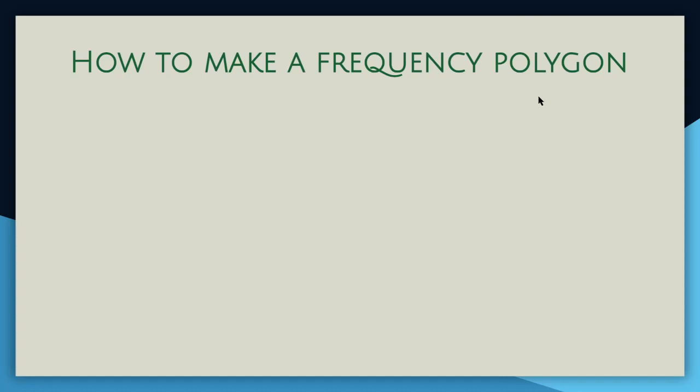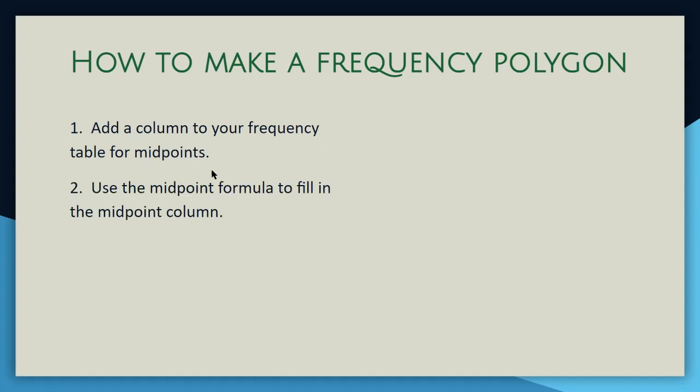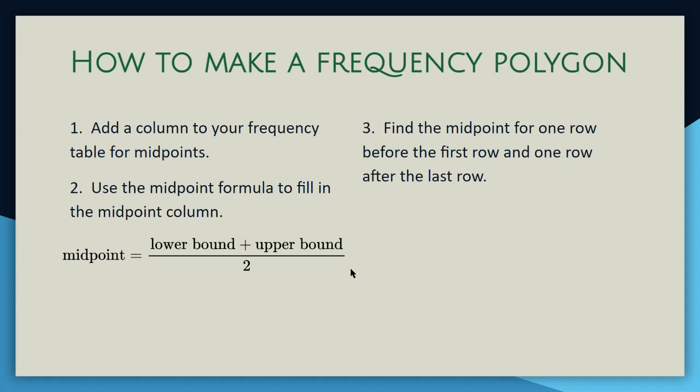So how to make our frequency polygon? You're going to add a column to that frequency table you made for your histogram, and that column is for the calculated midpoints. You're going to use that midpoint formula to fill that column in. So lower bound plus upper bound divided by 2. You're going to then figure out what the gap between those midpoints is, and you're going to use that gap to figure out what one row below the table looks like and what one row above the table looks like.